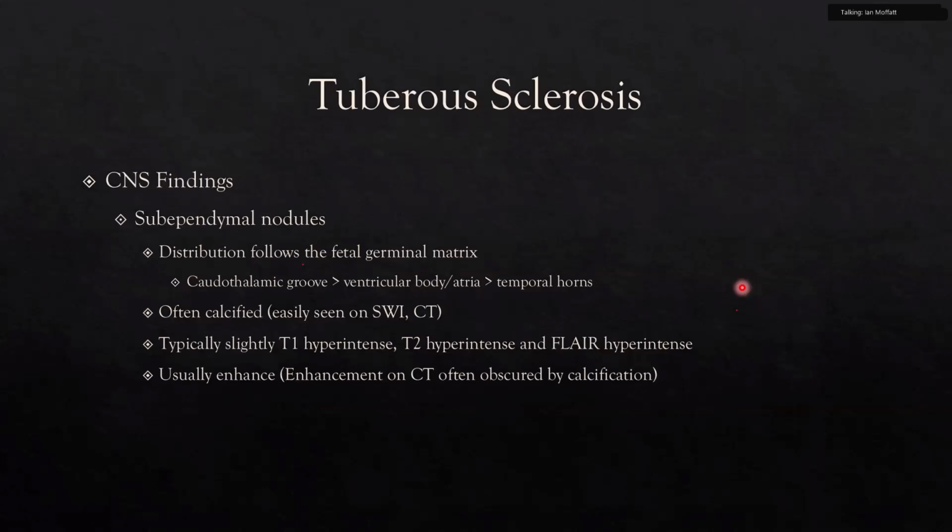Our subependymal nodules, the distribution typically follows the fetal germinal matrix. So the caudothalamic groove is the most common location, followed by the ventricular body and atria, and then temporal horns. They often calcify, so become easily visible on SWI and CT, and they're typically slightly T1 hyperintense, T2 hyperintense, and FLAIR hyperintense, and usually enhance.